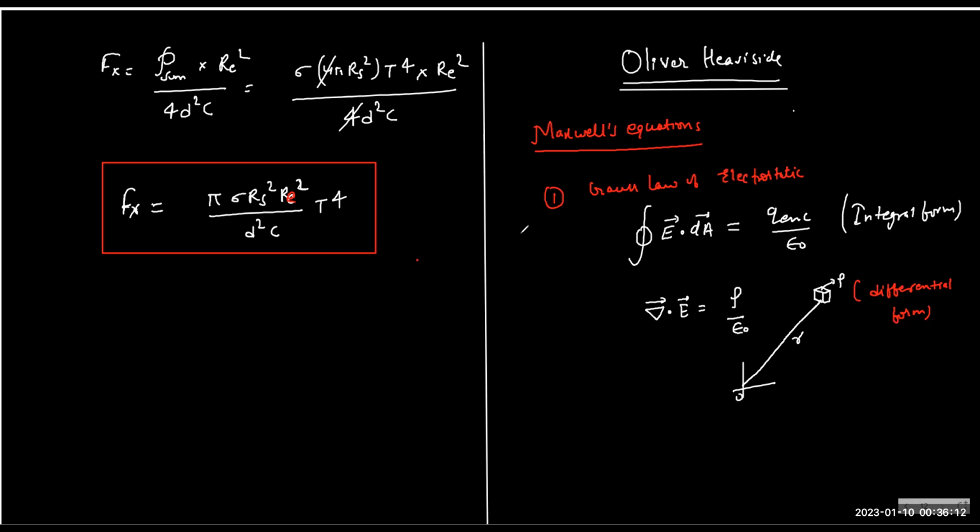So the second law is called Gauss law of magnetism. In magnetism, the thing which we must remember is that monopoles do not exist. So the north and south always come together.